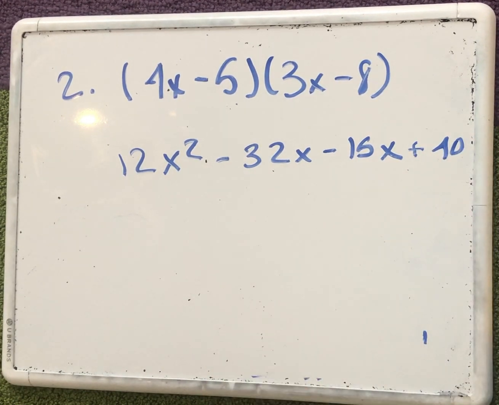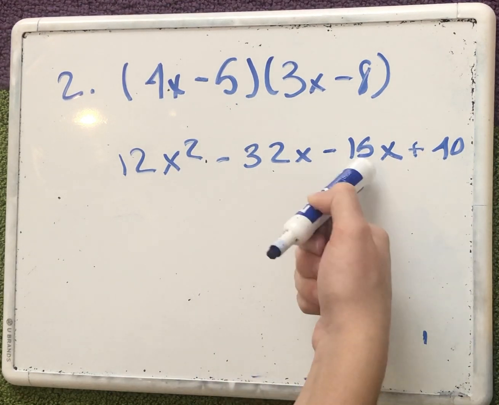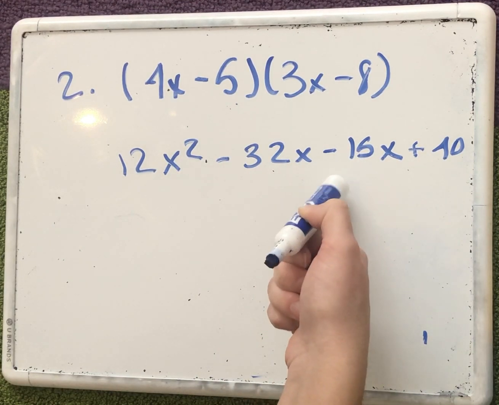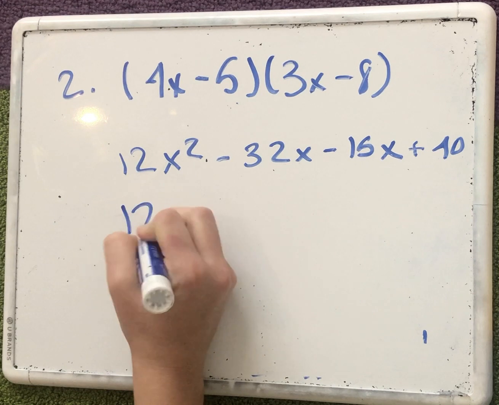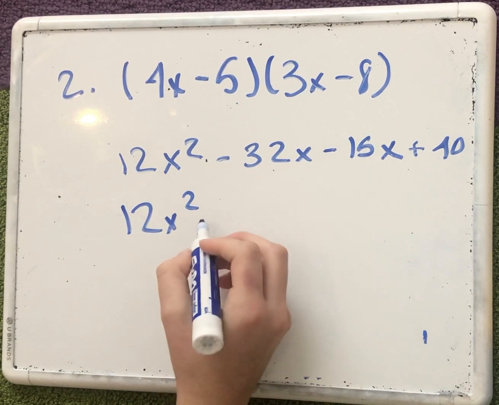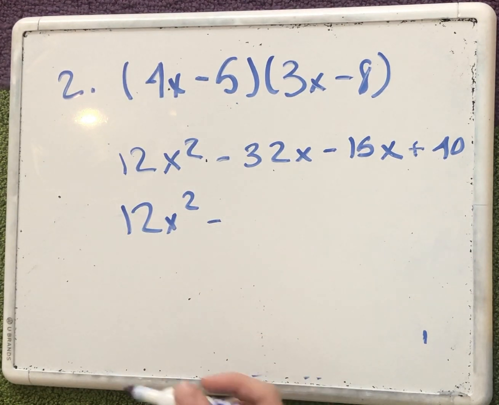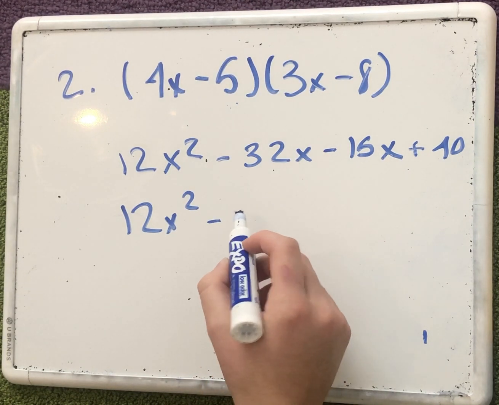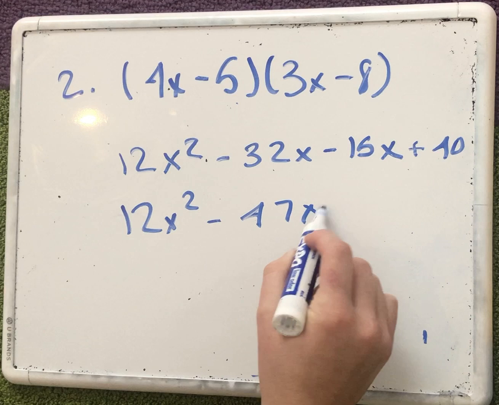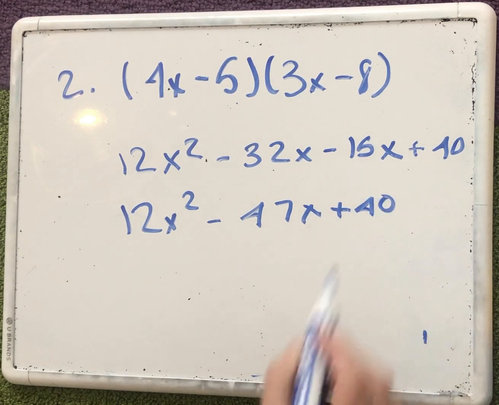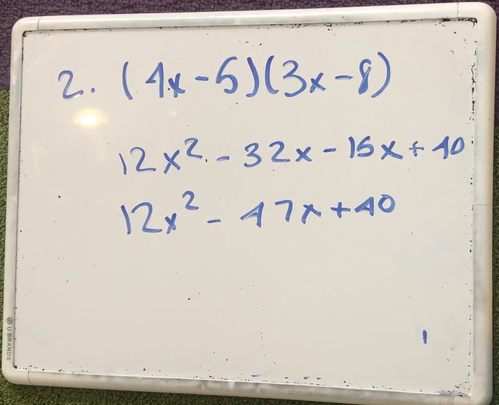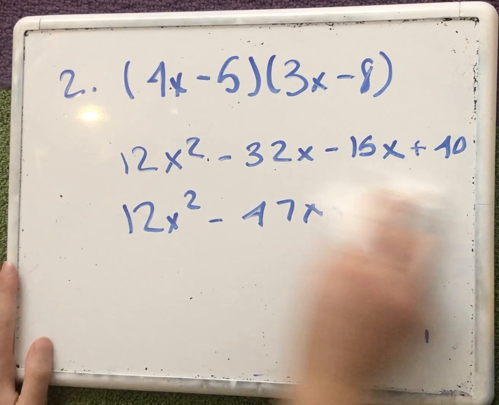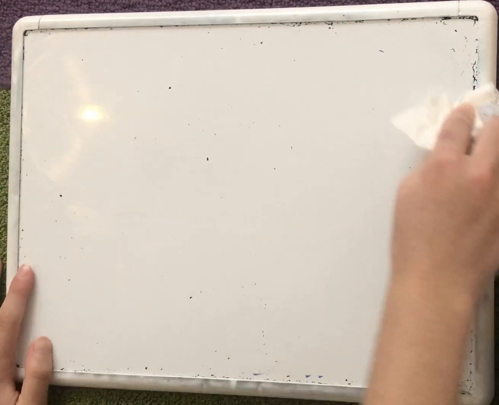And again, we have to combine terms, which is negative 32x and negative 15x. So our final answer will be 12x squared minus 47x plus 40. And we'll do one more example, and then after I will put some problems up to do on your own.